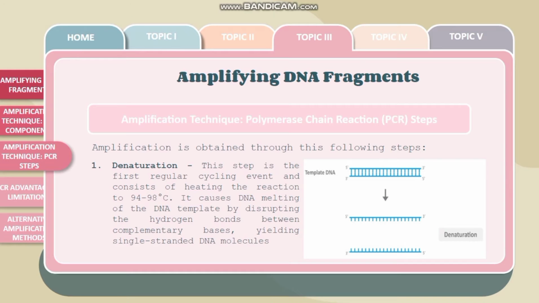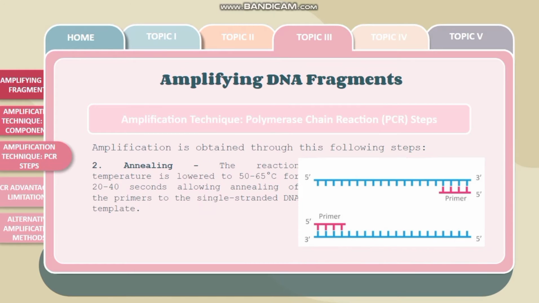Denaturation step. This step is the first regular cycling event and consists of heating the reaction to 94 to 98 degrees Celsius. It causes DNA melting of the DNA template by disrupting the hydrogen bonds between complementary bases, yielding single-stranded DNA molecules. So the double-stranded DNA is separated into two single strands by breaking the hydrogen bonds between the nucleotide base pairs.